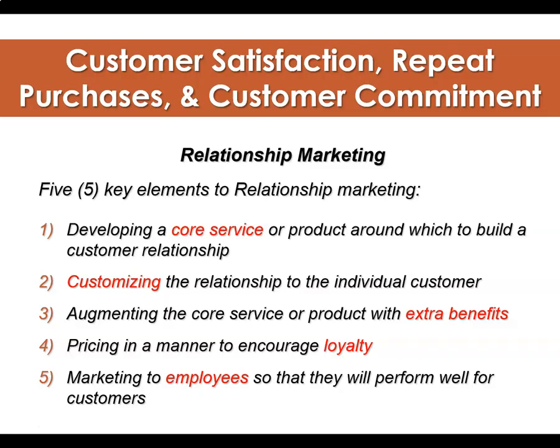The final learning objective in this chapter includes describing the relationship between satisfaction, repeat purchases, and customer commitment. For this reason, relationship marketing becomes key, and there are 5 important elements to consider. Remember the leaky bucket analogy I gave you in a previous lecture. There are 2 primary strategies to getting customers. The first strategy is to keep the customers you have. In other words, fix your leaky holes.